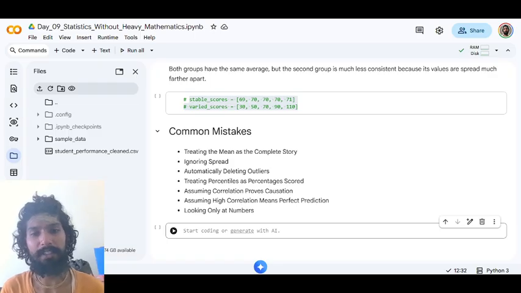The most important skill from today is not calculating these values. Pandas and NumPy can calculate them instantly. The important skill is explaining what they mean in the context of the problem.